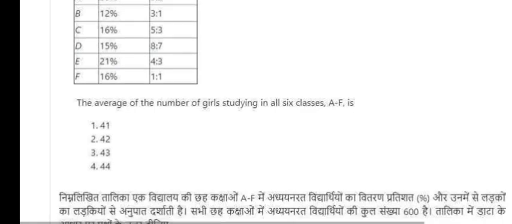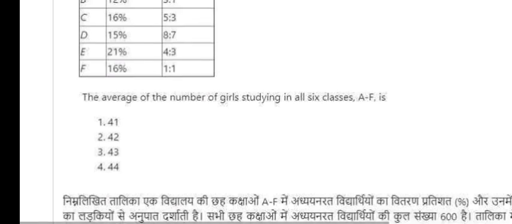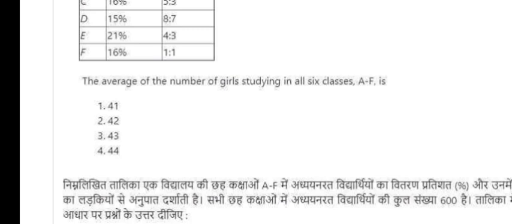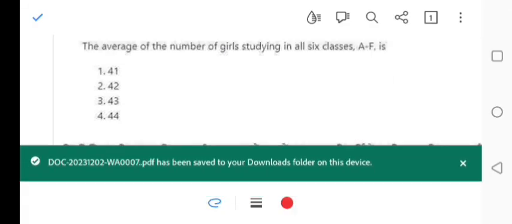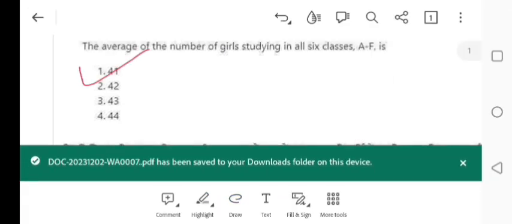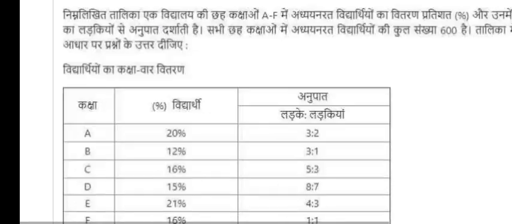The first question that we have got is, the average of the number of girls studying in all 6 classes A to F is what? 41, 42, 43, 44. According to my research, it will be number 1, that is 41. But please try to verify it. Please try to solve by yourself and then only believe it. Do not treat my answer as an absolute truth.